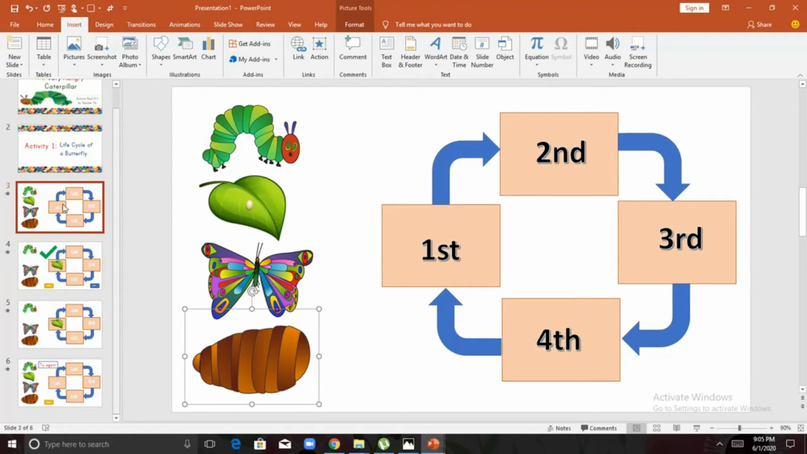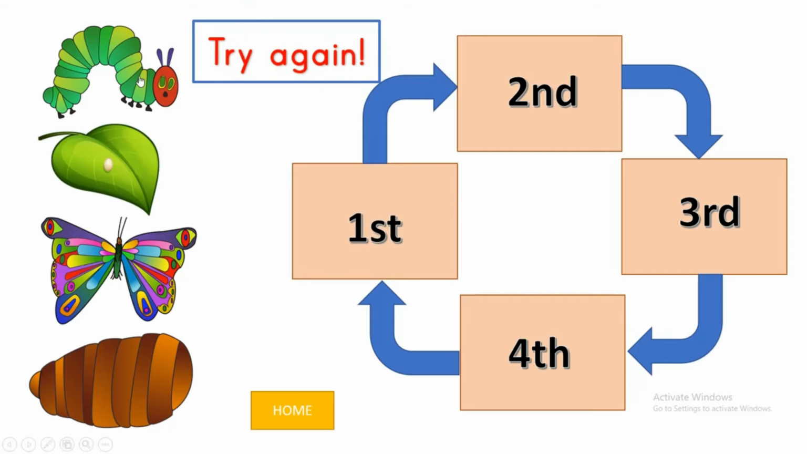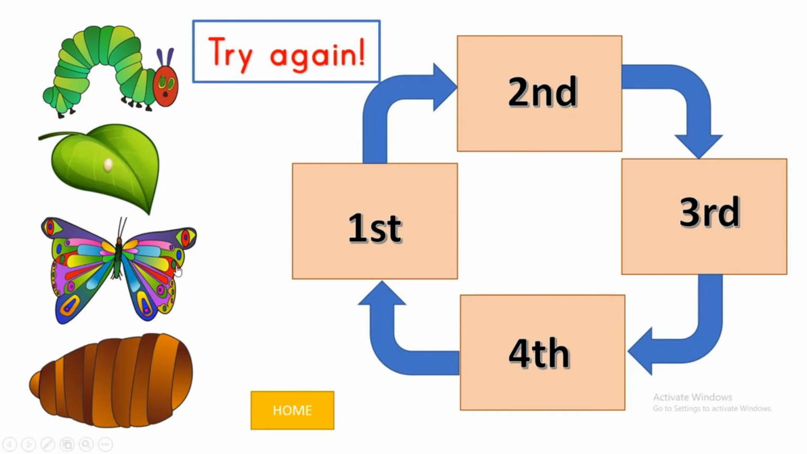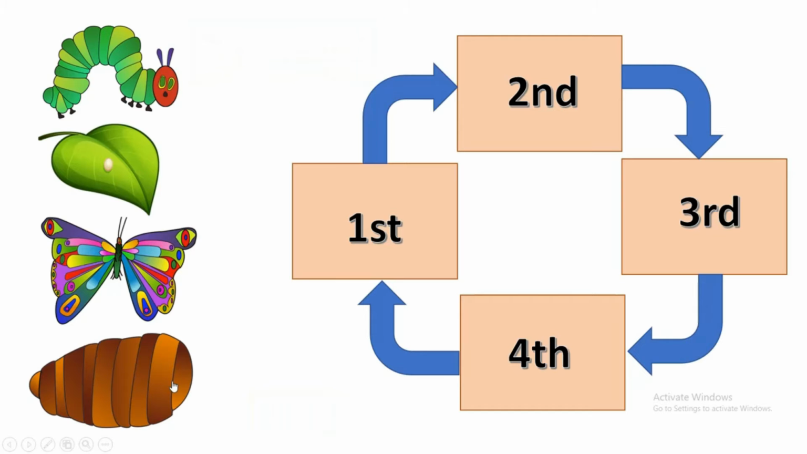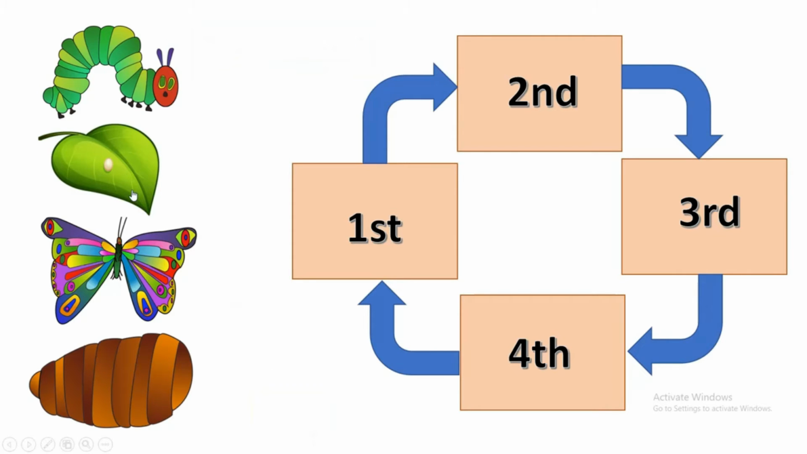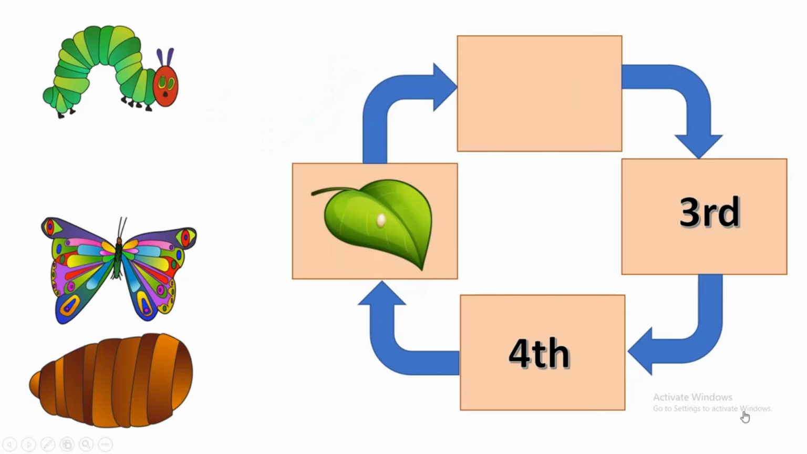Alright, sige. Now let's check. Let's start with the incorrect responses. Caterpillar. It shows try again. So click home. Butterfly. Try again. So click home. Cocoon. Try again. So click home. So it's only when the kid clicks the correct answer, which is the egg on the leaf, that it will say that it's correct. And then now we can go to the next slide.